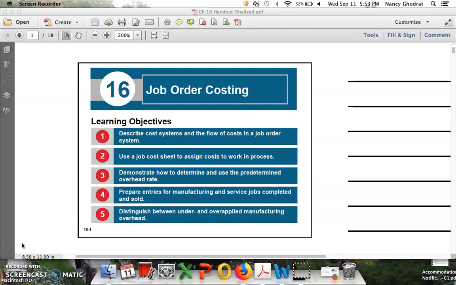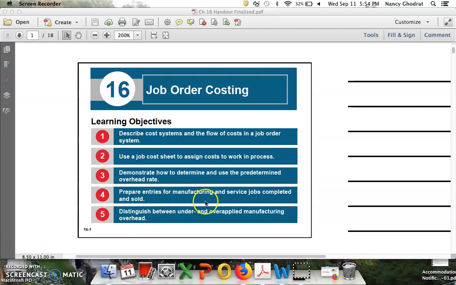Basically, we're gonna go over the cost systems used to account for the cost of a product. There are two cost systems depending on the manufacturing environment. One is called job order cost system, which is talked about in this chapter, and the second one is process cost system that we're going to go over in chapter 17. And we will talk also about overhead rate and how to come up with that.